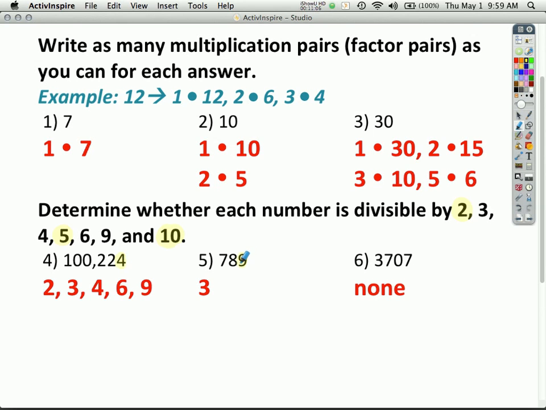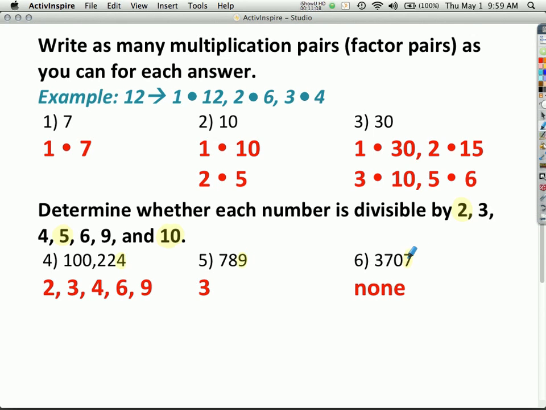The rule for 2 says to do what? Rule for 2 says to do what? Stephen? Then it's divisible by 2. Very good. What about the rule for 5? Adriana?